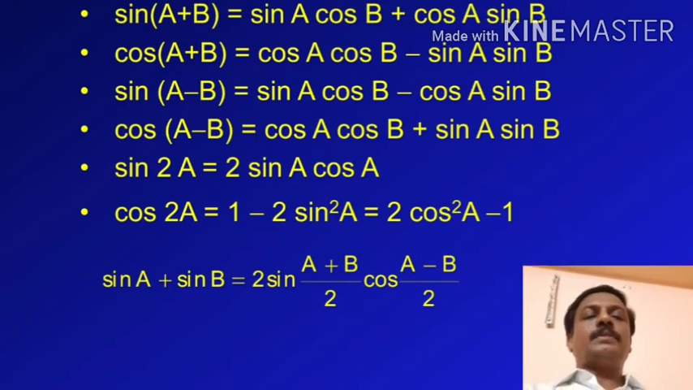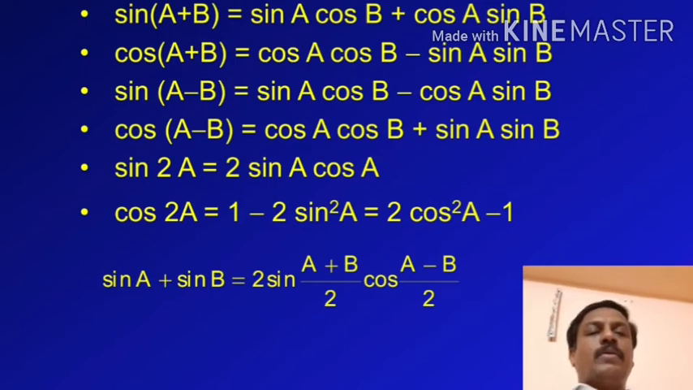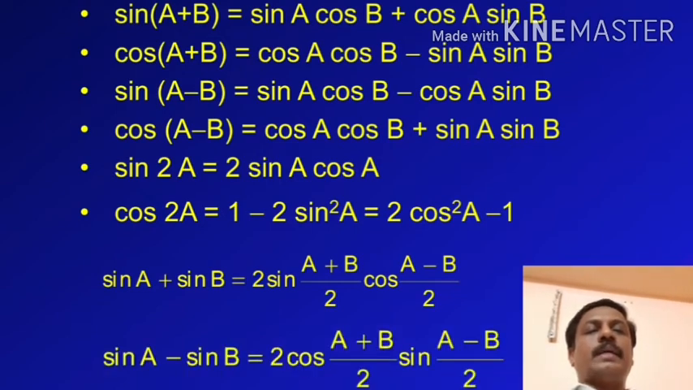sine of a plus sine of b. Sine of a plus sine of b is equal to 2 sine of (a plus b) by 2 cos of (a minus b) by 2. Similarly, sine a minus sine b is equal to 2 cos of (a plus b) by 2 sine of (a minus b) by 2.